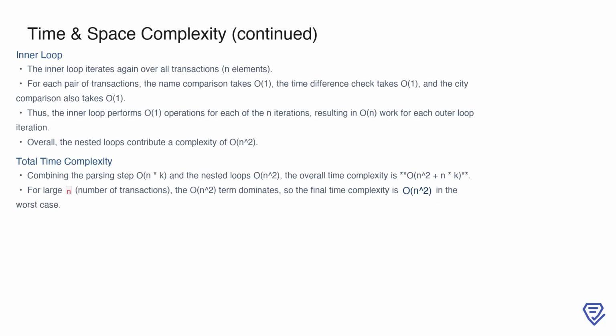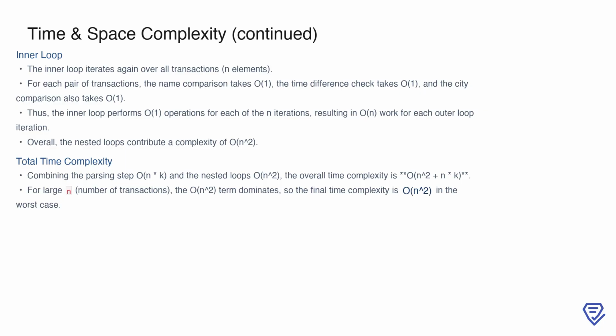The time complexity analysis continues with the inner loop. For each transaction in the outer loop, the inner loop iterates through all transactions again, creating a nested structure. Within the inner loop, three key operations are performed: comparing names, checking the time difference, and comparing cities. Each of these operations takes constant time, 1. Since the inner loop runs n times for each of the n iterations of the outer loop, the nested loops contribute n squared to the overall complexity.